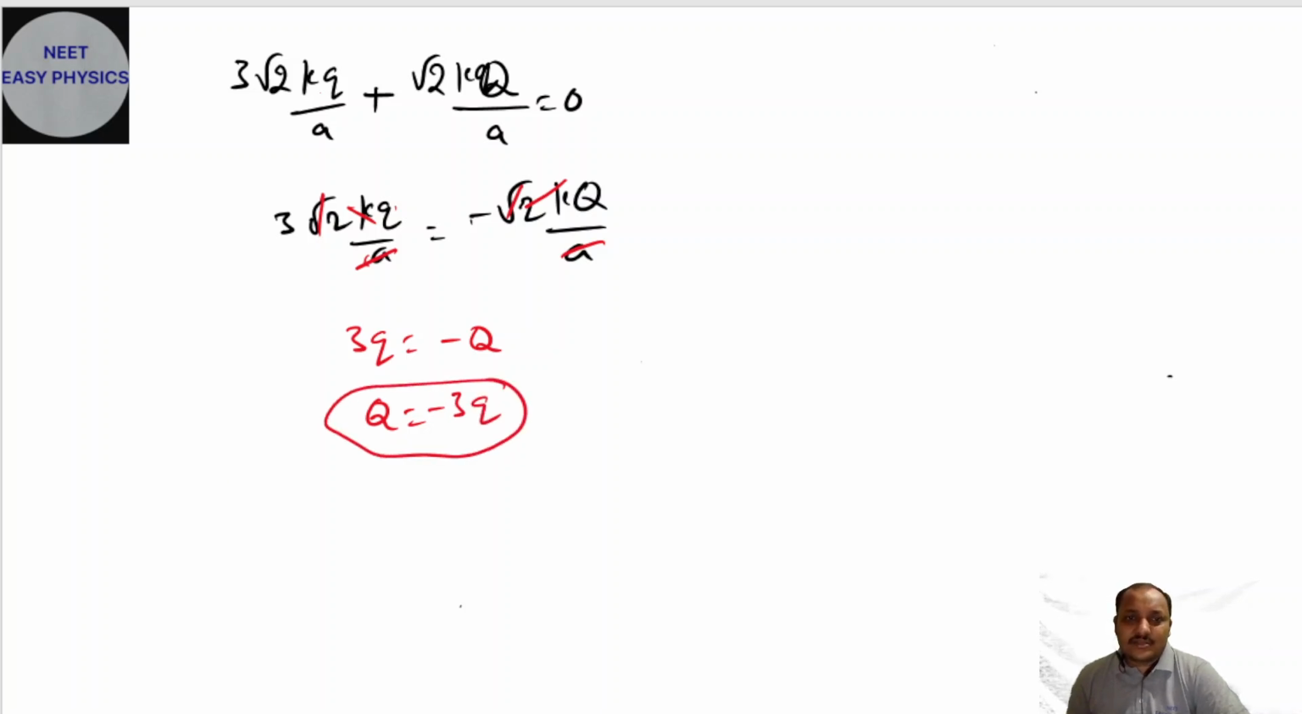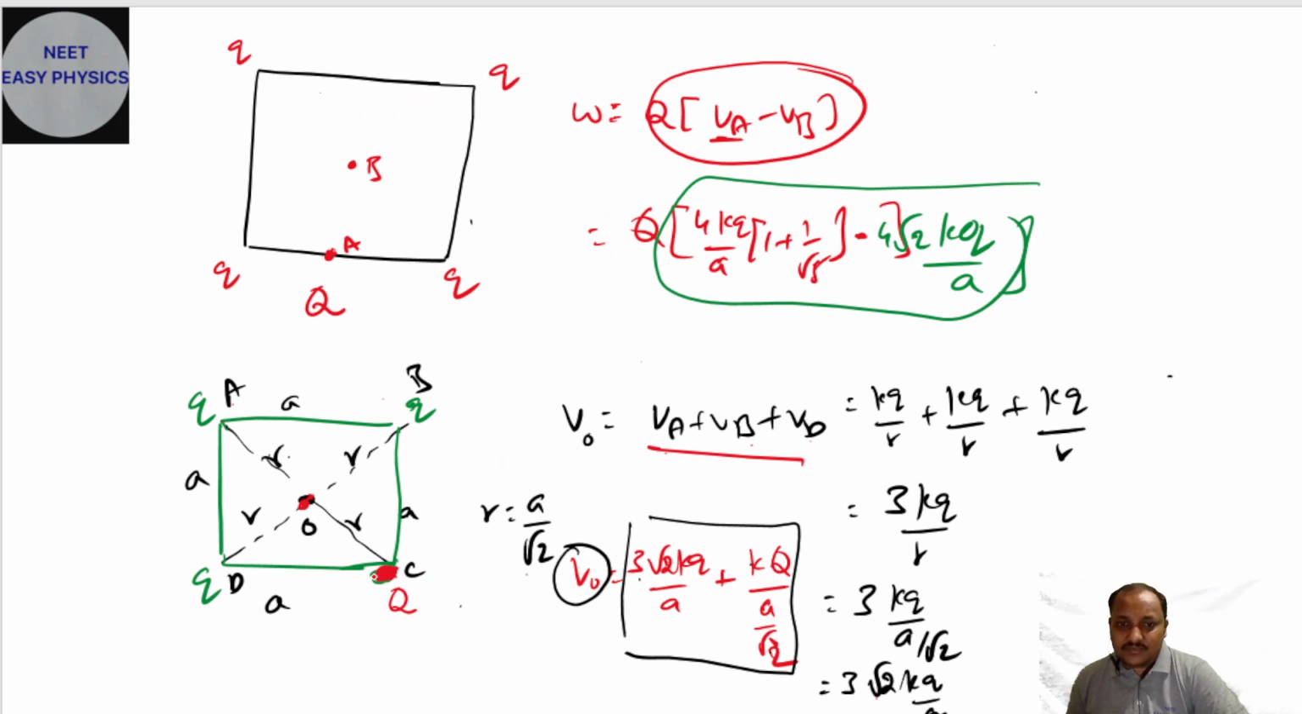So simply you can say the same charge should be placed, but it should be negative. Only when negative will it become 0. If you are taking plus 3q, it will not become 0. So this is one model.